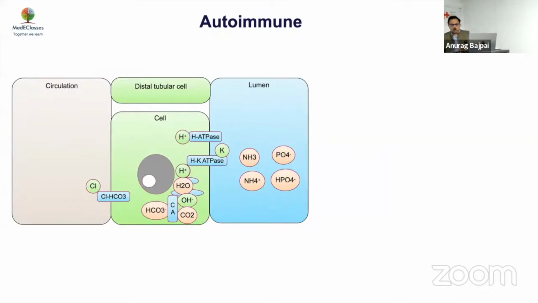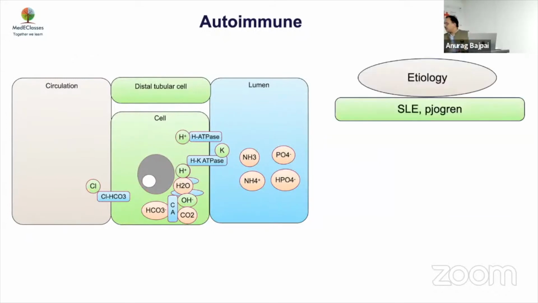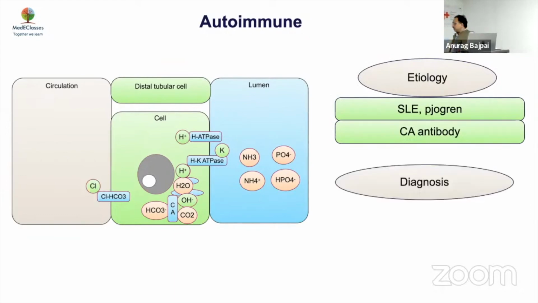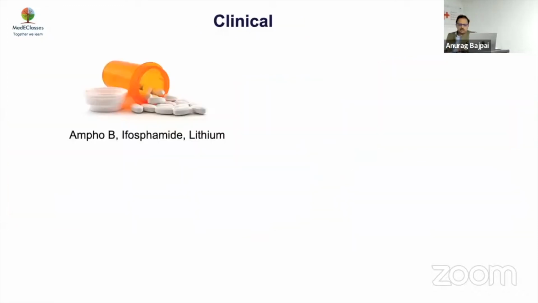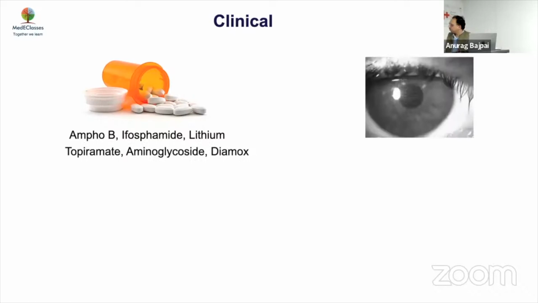The autoimmune form of distal RTA is usually because of SLE or Sjogren, in which there is an antibody against the carbonic anhydrase enzyme, which is responsible for acidification. You have to do the complete ANA profile and other clinical parameters, which include the drug history, very important in hospitalized patients: amphotericin B, ifosfamide, lithium, topiramate. Anybody with chronic seizures on topiramate can develop RTA. This is something you want to be aware of.